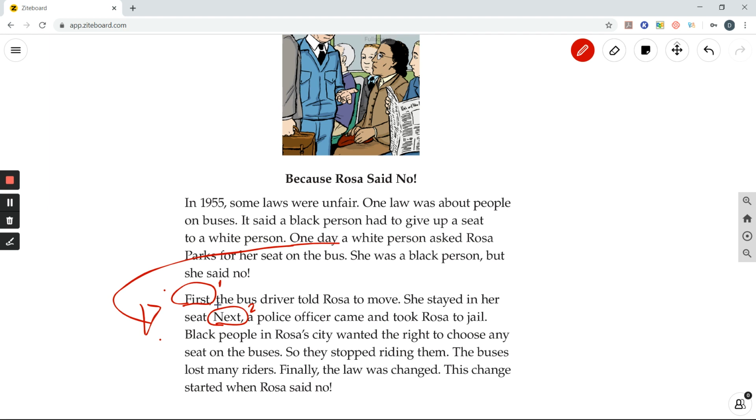After Rosa was arrested, this upset many people, and they decided they were going to boycott the buses. This is the third event. People stopped riding the buses. The buses lost many riders. And finally, here we have our fourth event. Finally, the law was changed. This change started when Rosa said no.